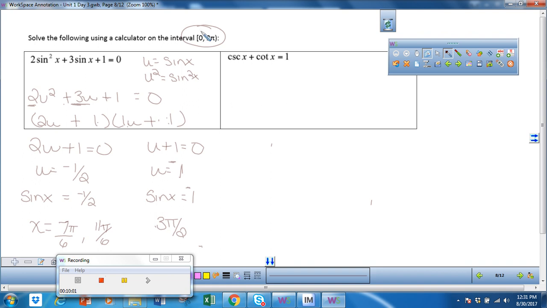Okay? This one, what are we going to do with this? I have cosecant, I have a cotangent. I don't have anything in common. It's not quadratic. So let me start by taking everything to sine and cosine. So cosecant is 1 over sine x. Cotangent is cosine x over sine x, which now gives me 1 over sine x plus cosine x over sine x is equal to 1. Okay, if I want to solve this, I can multiply both sides by sine x.